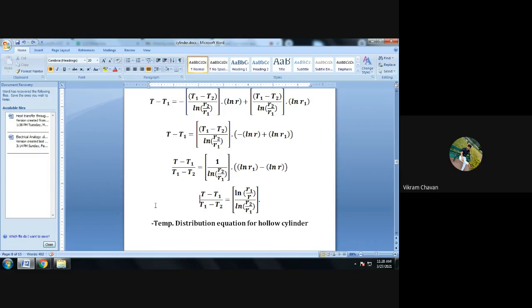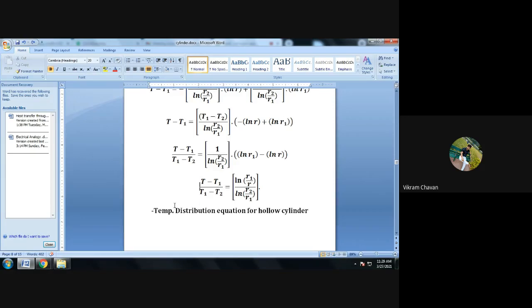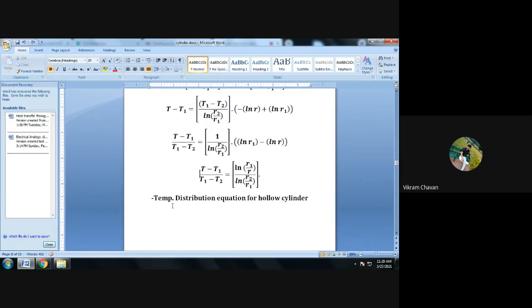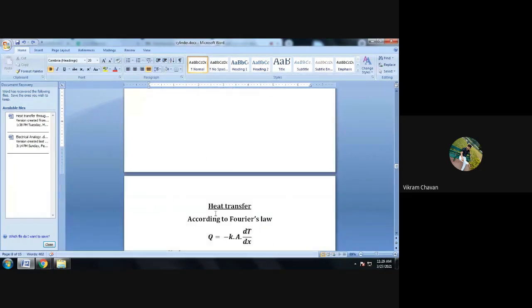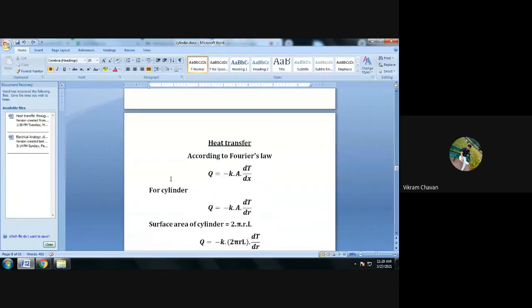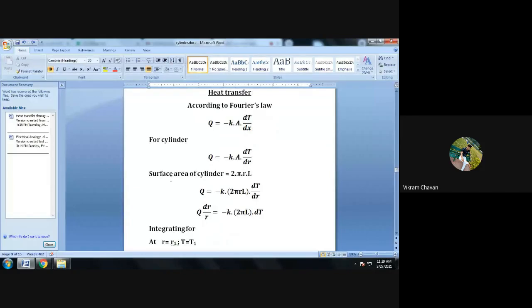Okay, shall we move ahead to the next point? Now we have determined the temperature distribution equation for the hollow cylinder. Now we have to find out the heat transfer for the hollow cylinder. So the next point in continuation is heat transfer in a hollow cylinder.